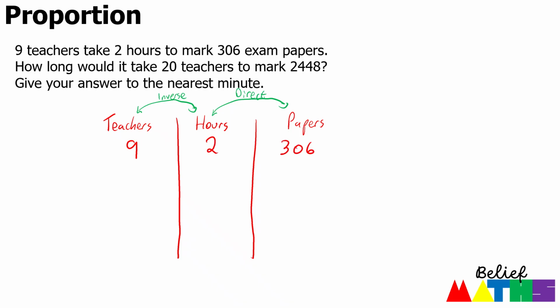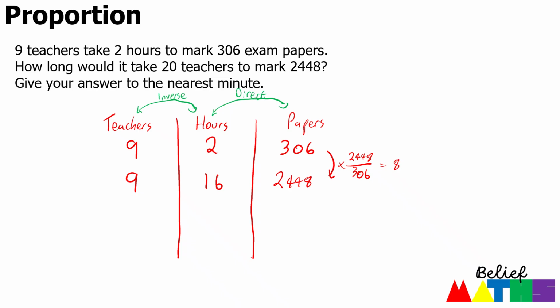Now we're always going to change one of the values based on the information we have, and we're going to keep one of the values the same. And hours tends to be the one that's always going to be included in that change. So in the first case, we're going to keep the teachers the same, and we're going to increase our papers to 2448. Now, to get from there to there, we just do 2448 over 306. If you stick that in your calculator, it'll give you 8, so you're essentially just multiplying by 8. So that gives you 16 hours. But again, you don't need to work out that 8, you can just do 2 times that fraction, and that will give you your 16.